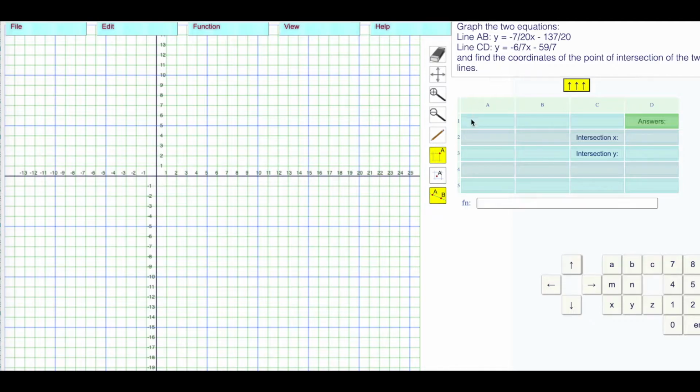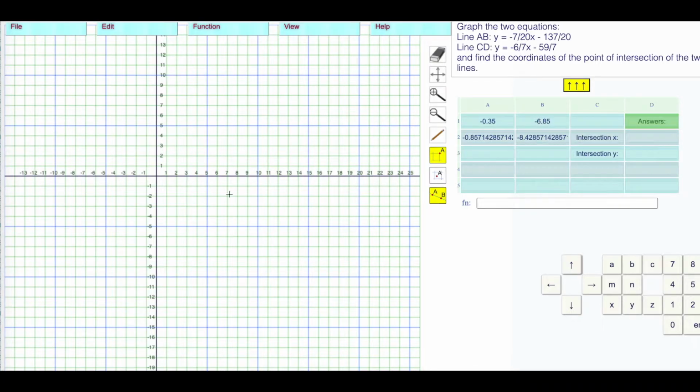I'm going to write down what the A is and what the B value is in both cases. For line AB, A is negative 7 over 20, which is negative 0.35, and the B value is negative 137 over 20, which is negative 6.85. Then for line CD, A is negative 6 over 7, and B is negative 59 over 7, which is negative 8.428.